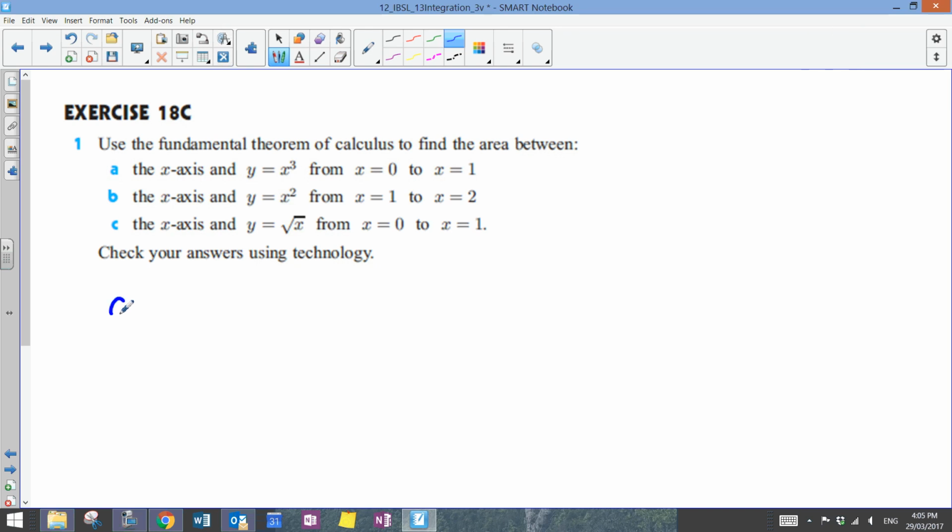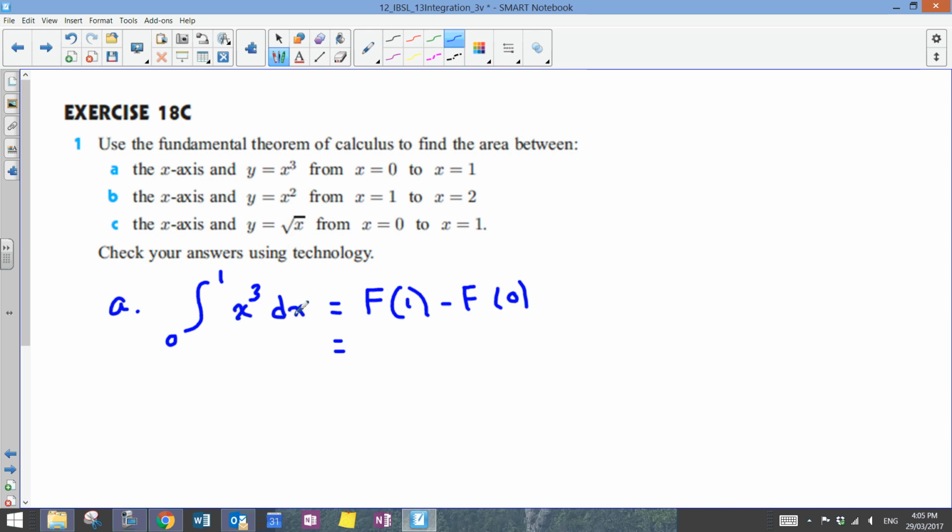Laying out my work for part A: use the fundamental theorem of calculus to find the area between the x-axis and y equals x cubed from 0 to 1. So we are talking about the integral from 0 to 1 of our function, x cubed, with respect to x. We want the antiderivative expression evaluated at 1 and at 0, and we subtract the two to find the actual area under the curve.